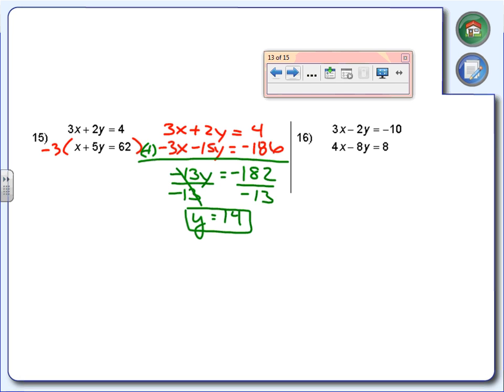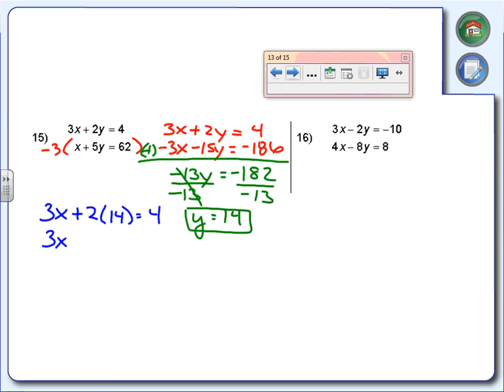The choice is mine. I can use the first equation or the second. As a matter of fact, I can even use this new equation that we came up with. Probably going to stay away from that one though because the numbers are a little bigger than I like working with. So I'm going to use one of the original equations. I'm going to use the first one. I'm going to take out y and replace it with 14.